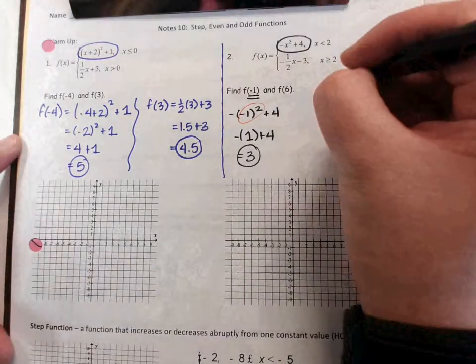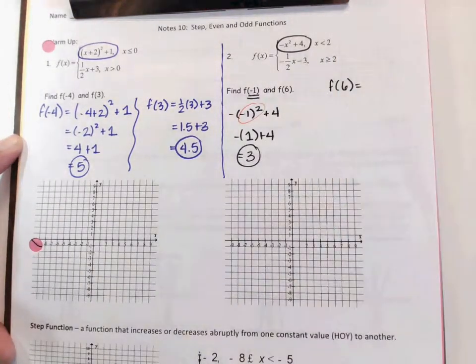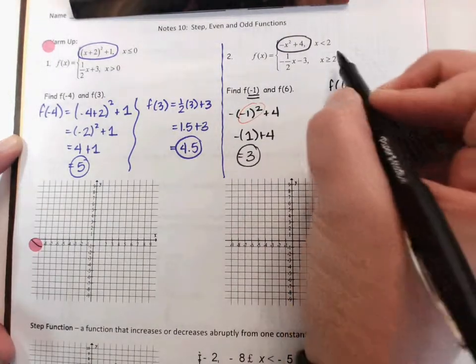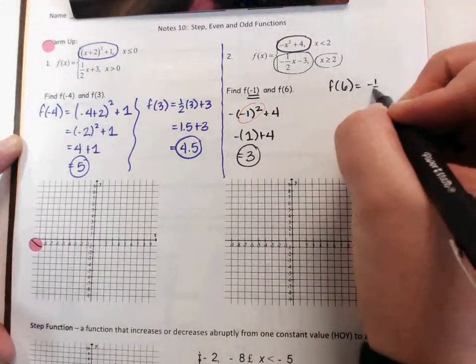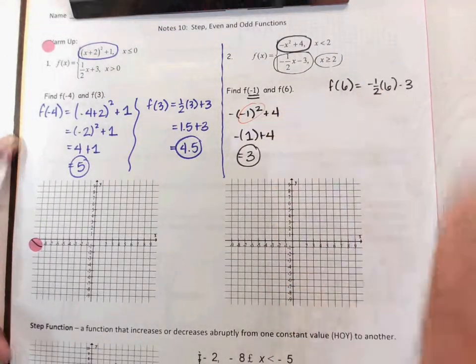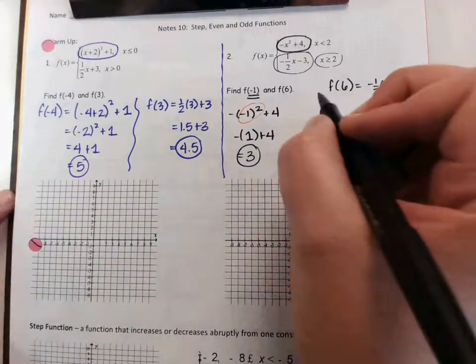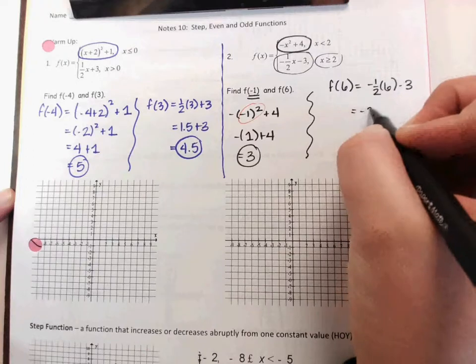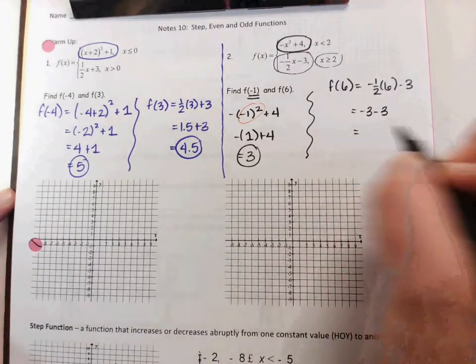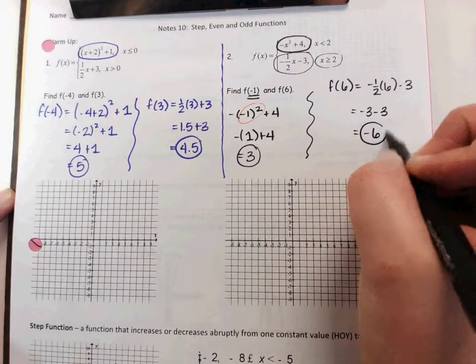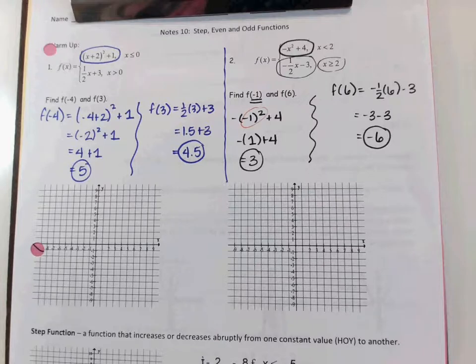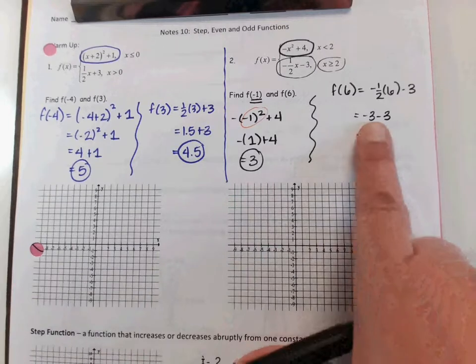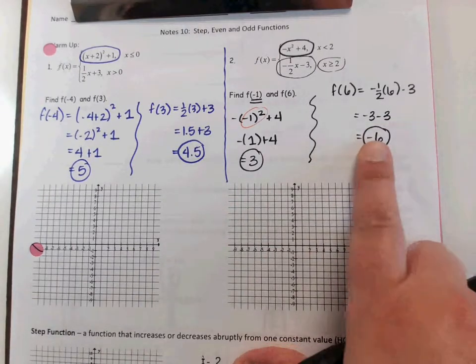Then for f of 6, where would I plug that in, top or bottom? 6 counts as greater than 2, so I'd be plugging in here. So it'd be negative a half of 6 minus 3. What's half of 6? 3. So then it's negative 3 minus 3 more. So that would be negative 6. Good. Make sense? If it's negative plus something, it's going down. But if it's negative minus something, up. Like think about it. You borrow $3, then you borrow 3 more. Then you still owe me 6.